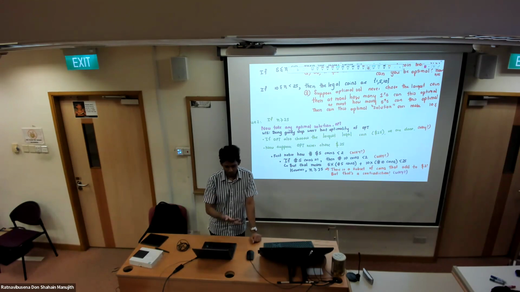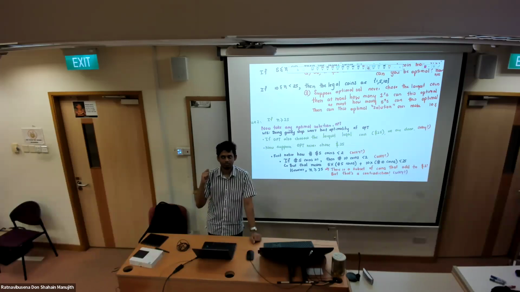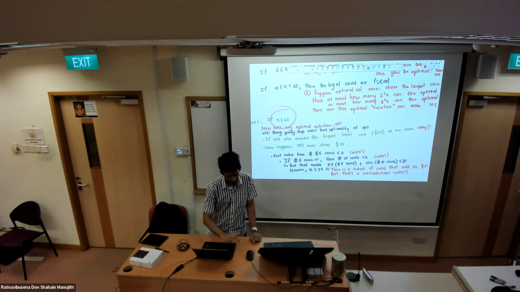So now you know that the number of 5 coins is 0, right? So the only other coin you can use is 10, right? So at least how many 10 coins would you have to use? 4. Okay, so our value is at least 25.